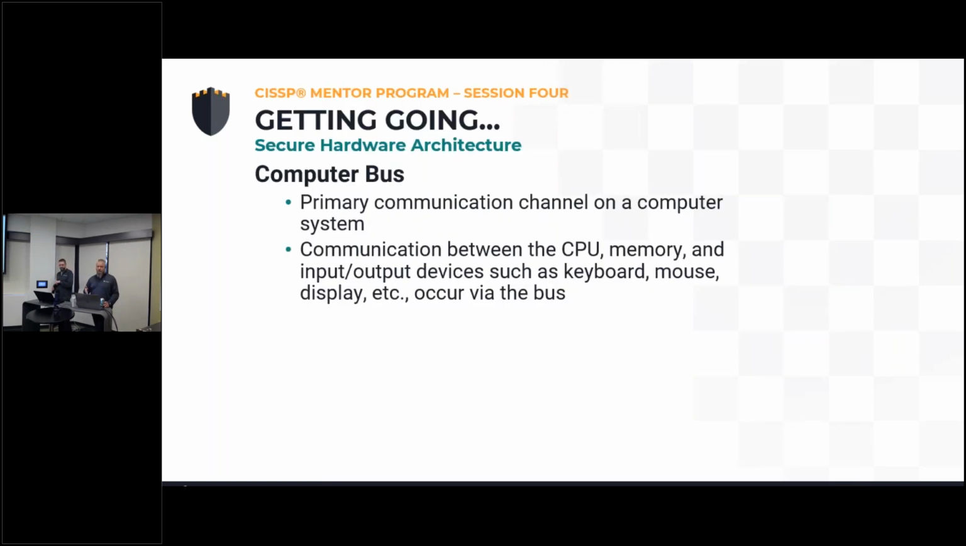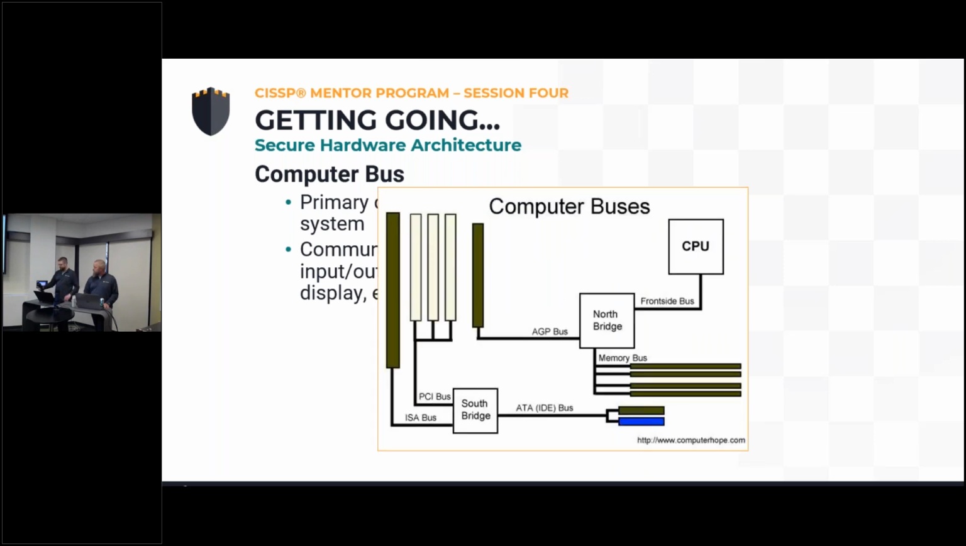Computer bus, communication. A bus is just a communication line. Communication between CPU, memory, communication between anything in the CPU is going to have to travel on a bus of some sort. These are our computer buses, basic computer buses. You know, North Bridge, South Bridge, like we were saying. North Bridge is faster. Memory connects into the North Bridge. It's a fast route into the CPU. South Bridge is typically slower, more I/O devices, things like that.